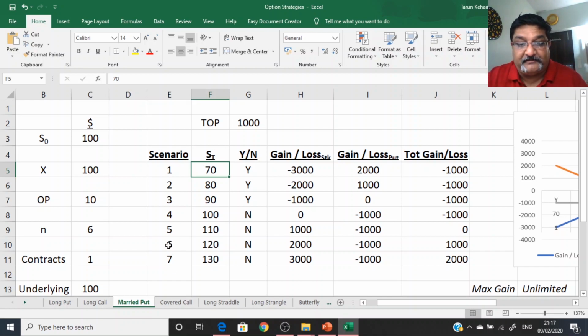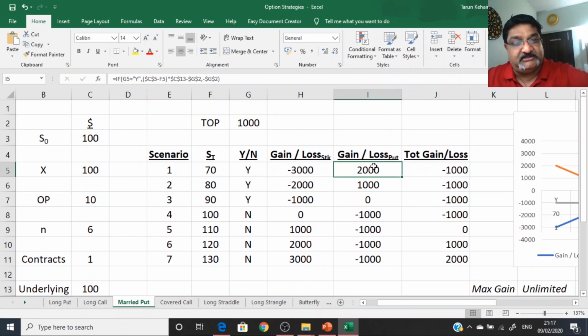So if the stock price is 70, guys, what will happen? Will you exercise the put option? You will exercise the put option because you are able to sell the underlying stock at 100, whereas in the open market it is being sold only at $70. So you quickly take up your gain of $3,000, but you also incur an option premium of $1,000. So your net gain on the put option is $2,000, 3,000 minus 1,000.